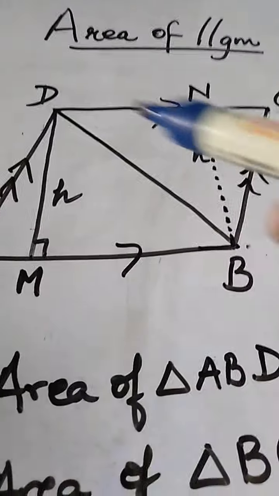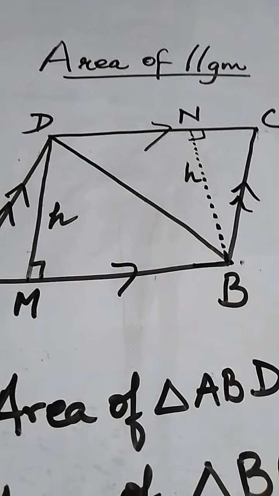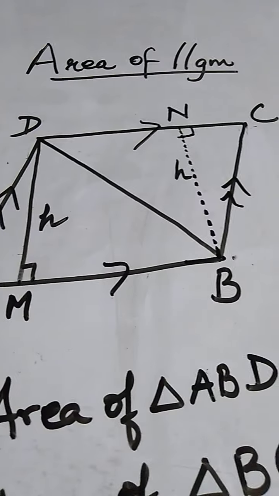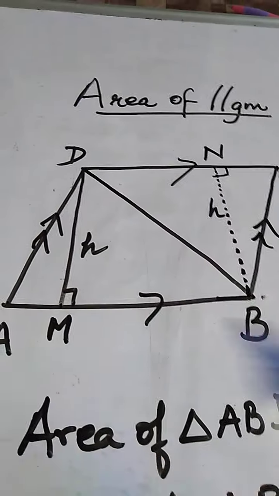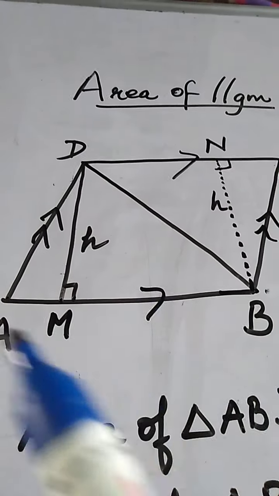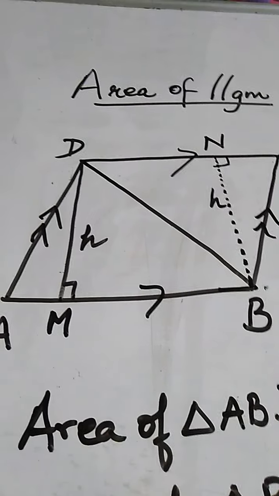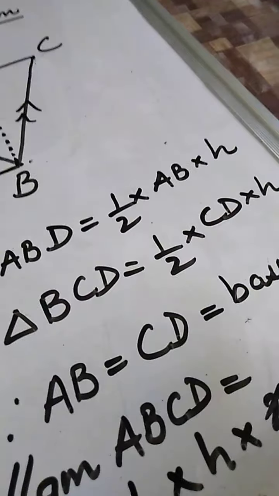H remains the same because H is the perpendicular distance between two parallel lines, and it remains the same. The height of triangle ABD is the same as the height of triangle BCD because they are between the same parallels. Height is the perpendicular distance between these two parallel lines. So height remains the same. Clear? So half AB into H and half CD into H.